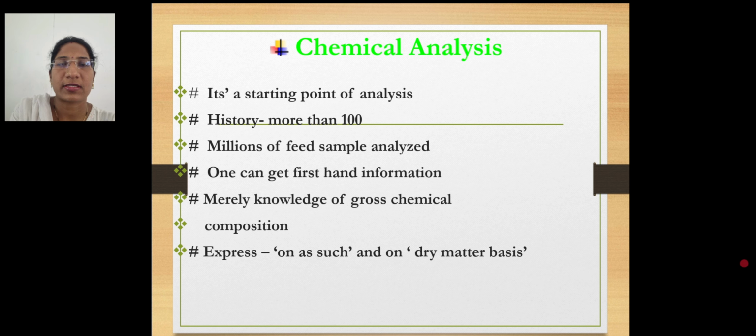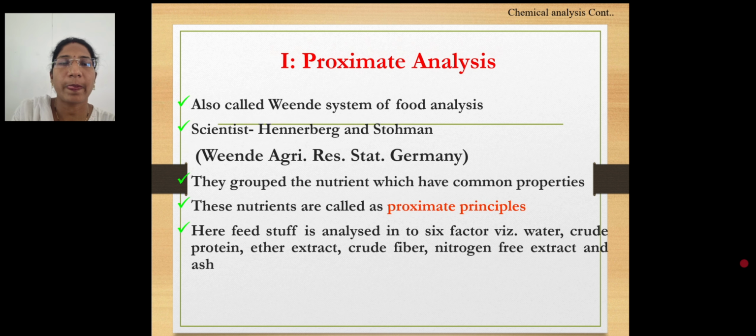In chemical analysis, there are some points. It is the starting point of analysis of feeds and fodder. Historically, more than 100 millions of feed samples have been analyzed with the help of chemical analysis, and one can get first-hand information. Merely knowledge of the gross chemical composition or components of a specified feed, expressed as such and on dry matter basis.